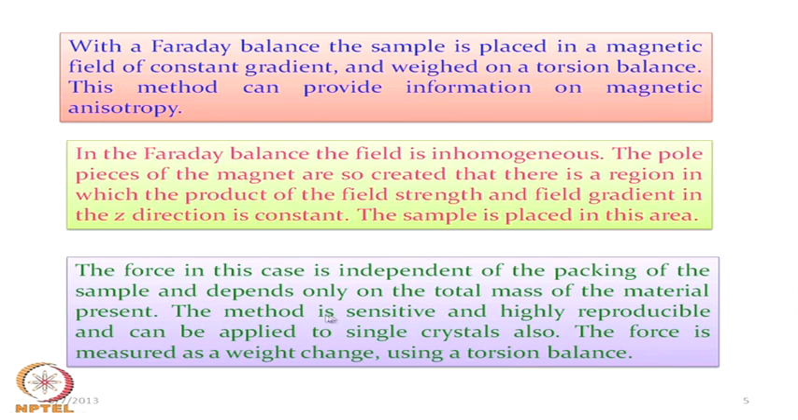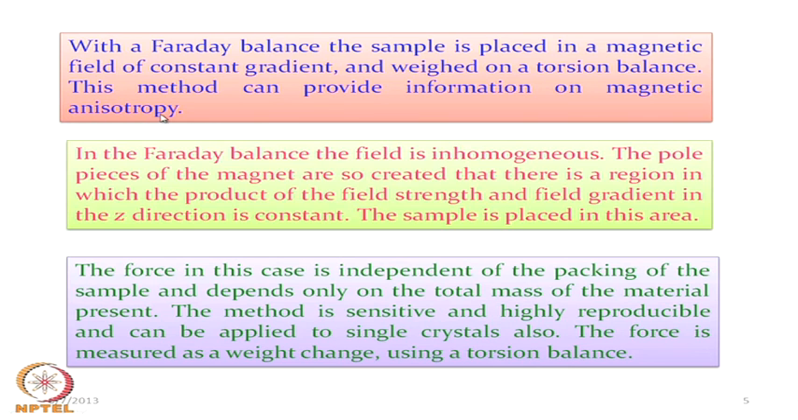And what are the typical advantages of this method over the Gauss method or the corresponding susceptibility torsion balance method? The method is sensitive and highly reproducible. That means, if we have 10 measurements, all the measurements would be pretty close to each other. So, there is no need to take the average of, say, 3 or 4 or 5 measurements. So, this is sensitive and highly reproducible, and it can also be applied to single crystals.